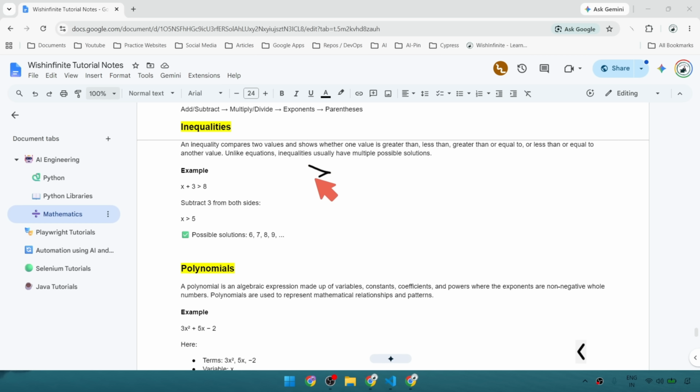Inequality have different symbols. Like for greater than, we have this symbol, which will be open at one side and close at one side. So expression at this particular side where it is open, it should be greater. And expression at the opposite side where this arrow is closed, it should be small. Similarly, we have less than symbol.